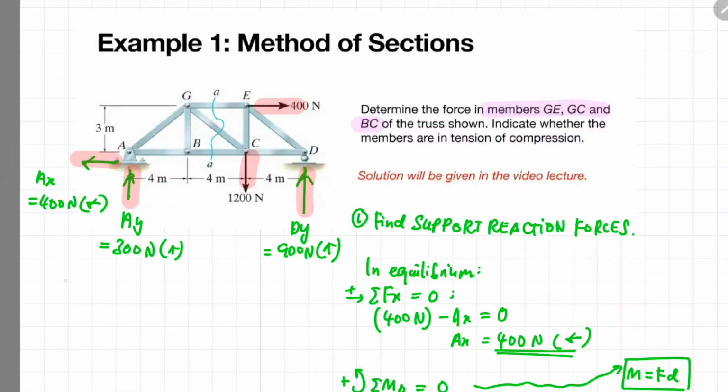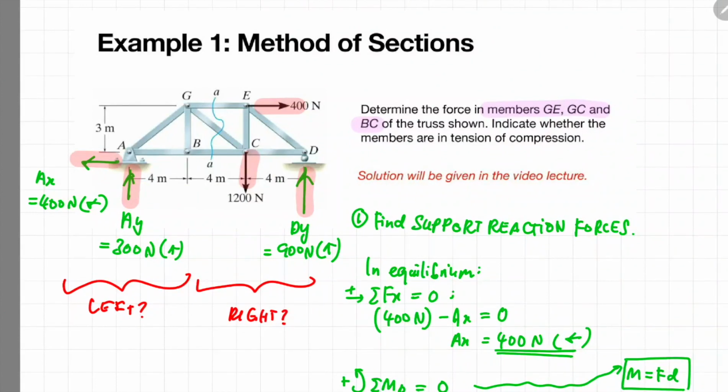Okay, now we can apply the method of sections to get the forces in the specific truss members as requested in the question. You are going to section the truss into two parts, which actually cuts out the members GE, GC and also BC. So you have the choice whether you want to proceed with your analysis from the left side of the truss structure or from the right side of the truss structure. So which one do we choose?